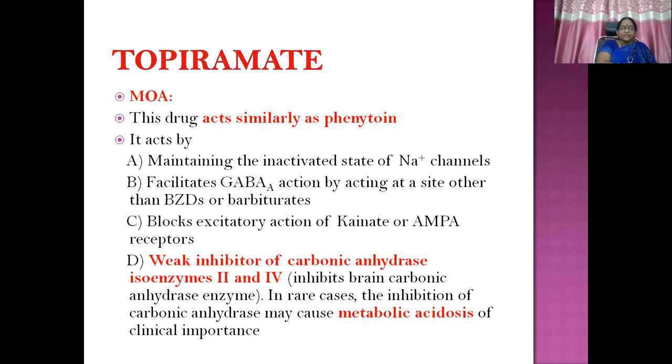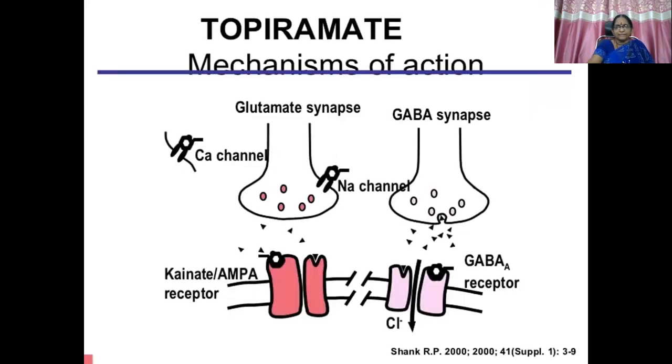I still remember that. The mechanism of action is that it acts similarly to phenytoin. It acts by maintaining the inactivated state of sodium channels, facilitates GABA-A action by acting at a site other than benzodiazepines and barbiturates, and blocks the excitatory action of kainate or AMPA receptors. So all these three we know, right, when compared to phenytoin. And apart from that, it is a weak inhibitor of carbonic anhydrase isoenzymes, number 2 and number 4 specifically. So it inhibits brain carbonic anhydrase enzyme, because of which there is a possibility of metabolic acidosis as a side effect.